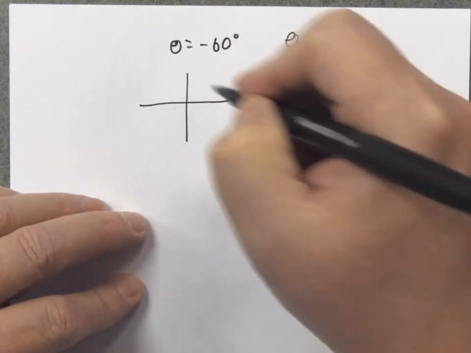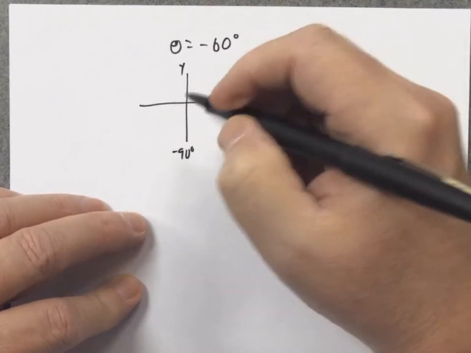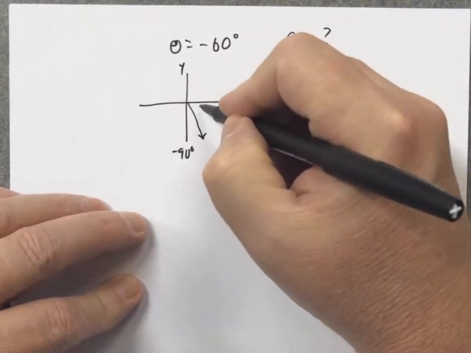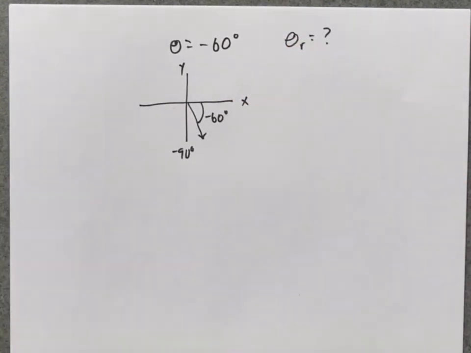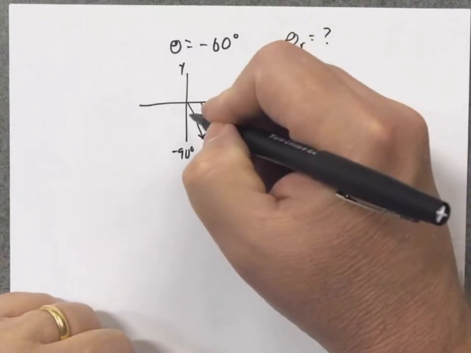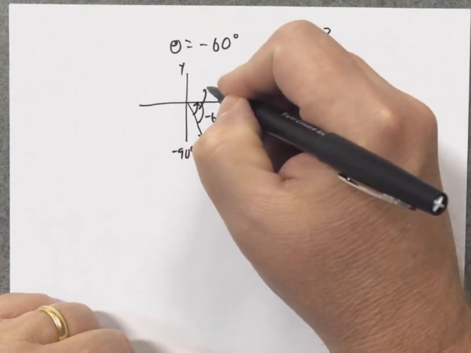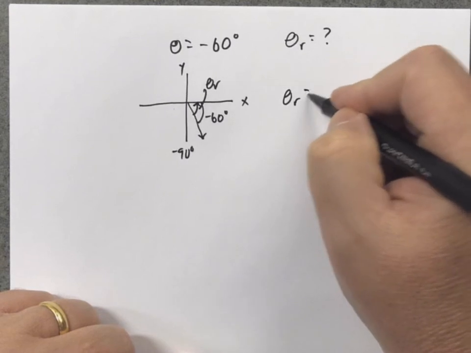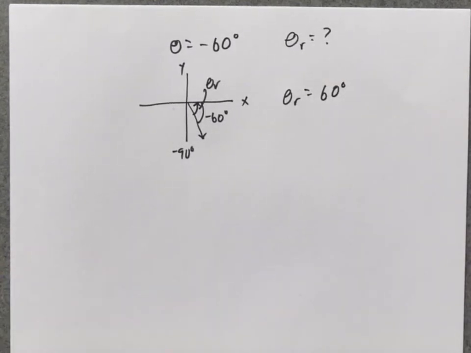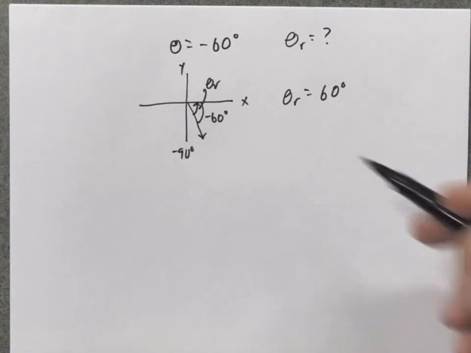Negative 60 degree angle, negative 90 is down here. There's negative 60 degrees. Now from just looking at this, what's the reference angle going to be? It's going to be 60 degrees. Now let me make a point. When we find reference angles, they are always positive. No matter which direction you have to move to get back to the x-axis, after you measure that distance of the angle, it's always a positive number. So that one's pretty straightforward.